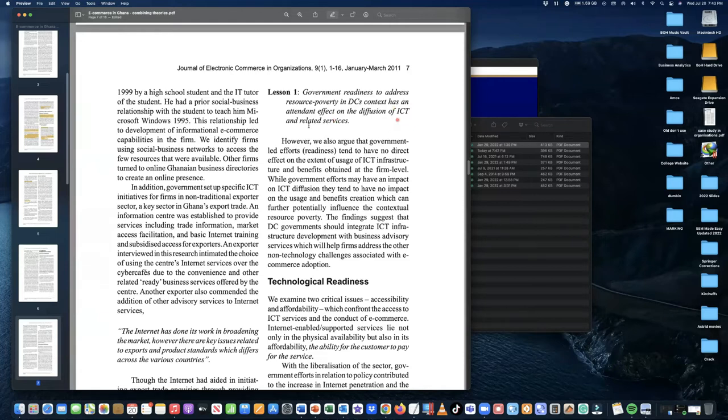When government is putting more in to address the resource poverty, you are going to see more ICT services being deployed. When government tightens, less ICT; e-levy is an example, so I don't need to go into detail. However, we also argue that government-led efforts tend to have no direct effect on the extent of usage of ICT infrastructure and benefits at a firm level. Now, government may do something, but the firm may not pick it up. That's what I'm trying to say. Or the government may not do something, but the firms themselves may go around government and adopt certain technology and use it to do their business across the world.